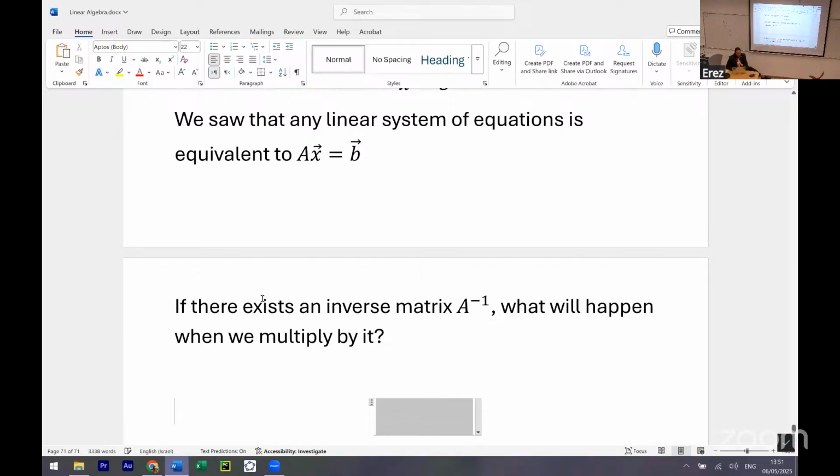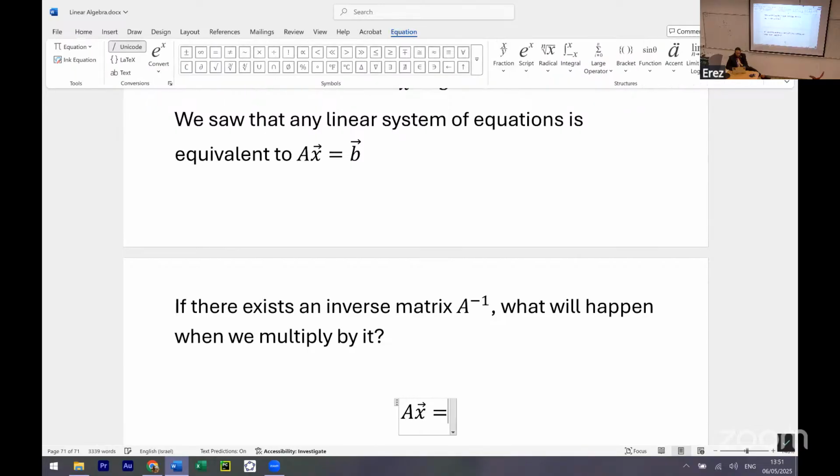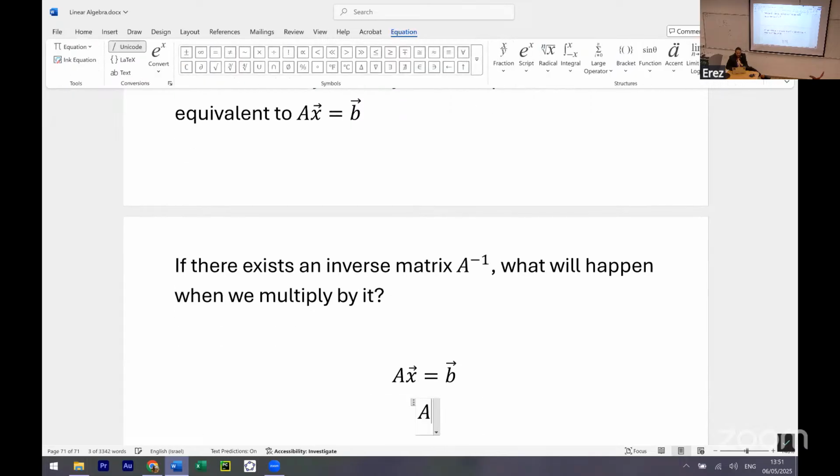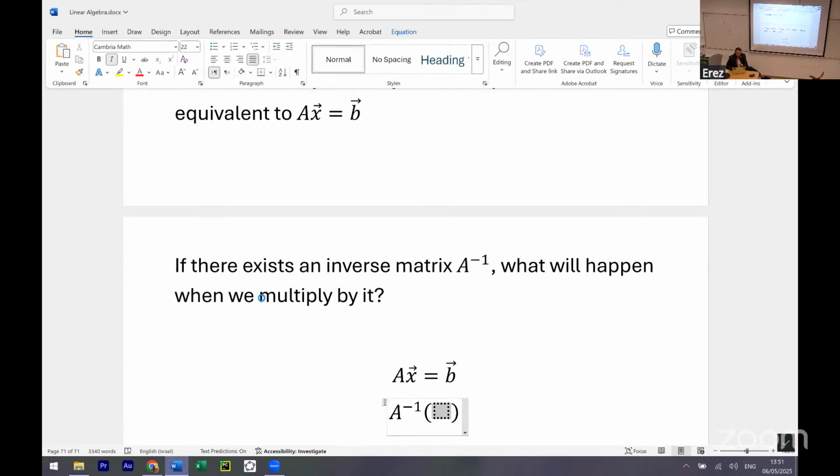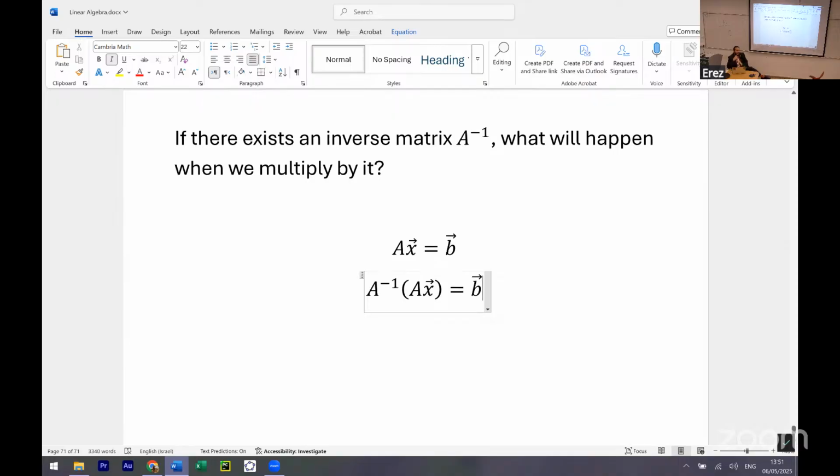So we start with Ax equals b. And we multiply by A minus 1. So we get the inverse of A times Ax equals b. Okay, what is the next step we should take here? I mean, if it's the inverse, it should just give us the vector x equals b. But why? What is the very next step?